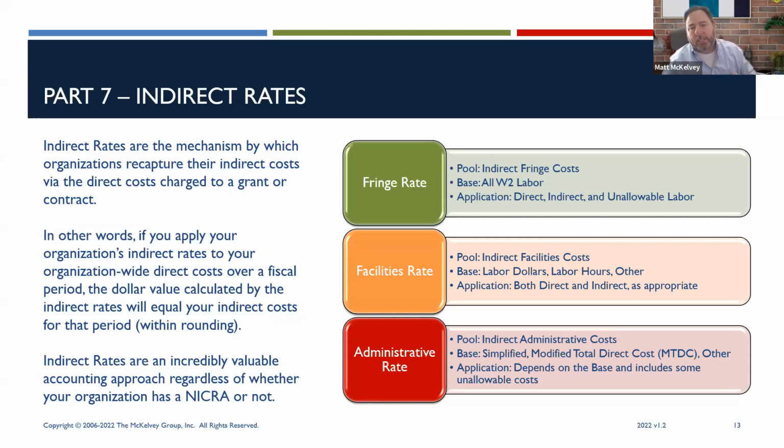The others could be a TCI, total cost input, or value added. If you're a commercial contractor, that's more common. But fundamentally, whatever the most appropriate base is for your organization, you choose it and you sell it to an auditor. If they don't agree, they're going to argue and negotiate with you. But fundamentally, the first time you do a NICRA, this will be defined by that negotiation exercise. And then you apply it, depending on the base and some allowable costs.